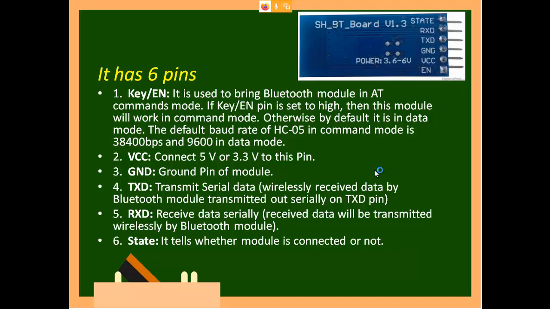The 6 pins are, pin number 1 is called key or enable. Any digital IC, you take any digital IC, you will have a pin called EN, which is called enable. Only when this pin is brought to 0, that pin will be enabled, which means then only that Bluetooth module will be activated. So that is the first step. Then VCC is your 5 volt supply.